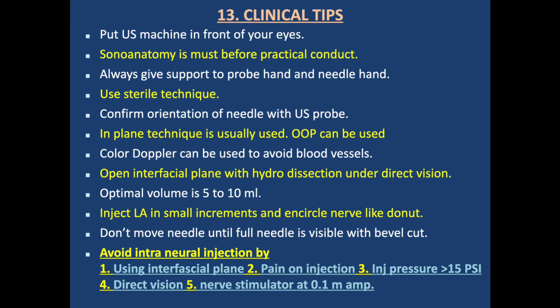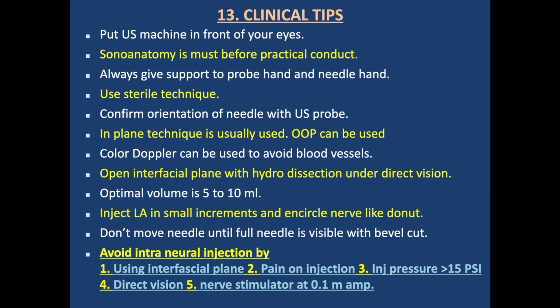We open the interfascial plane with hydrodissection under direct vision and then inject the solution between the planes so it can visibly bathe the nerve. Optimal volume is 5 to 10 ml. We inject local anesthetic in small increments, encircle the nerve like a donut. Don't move the needle until the full needle is visible with bevel cut.